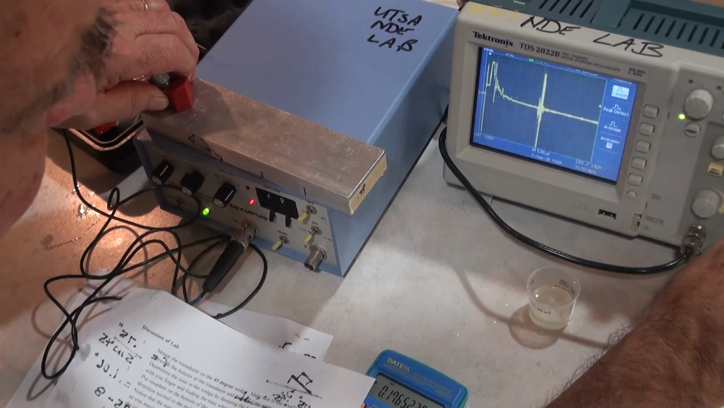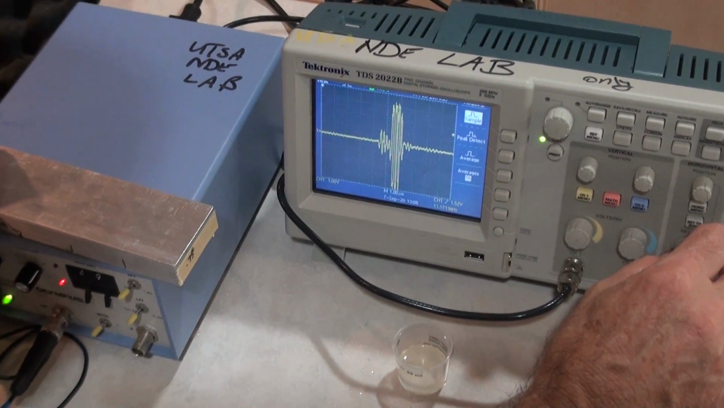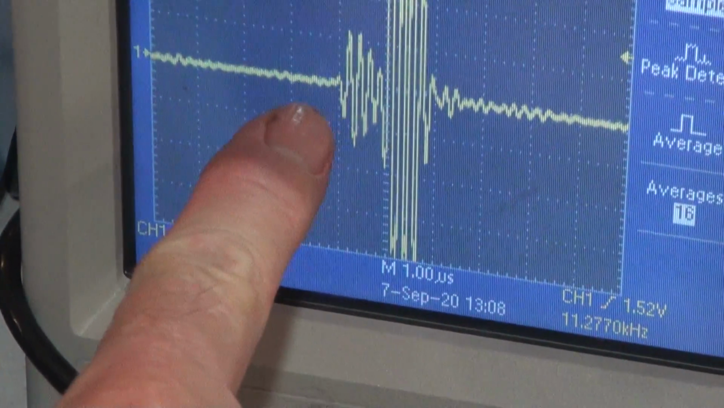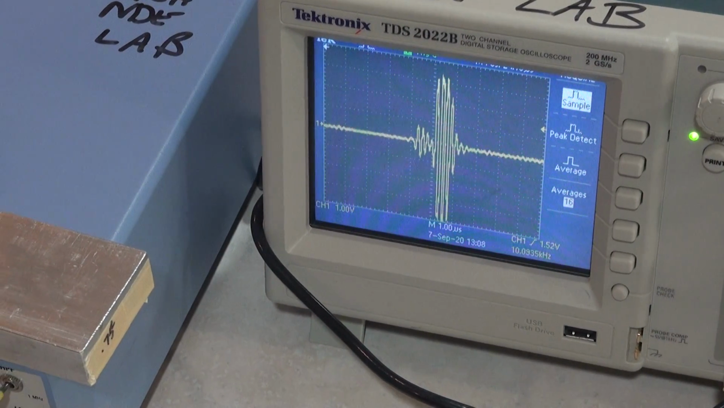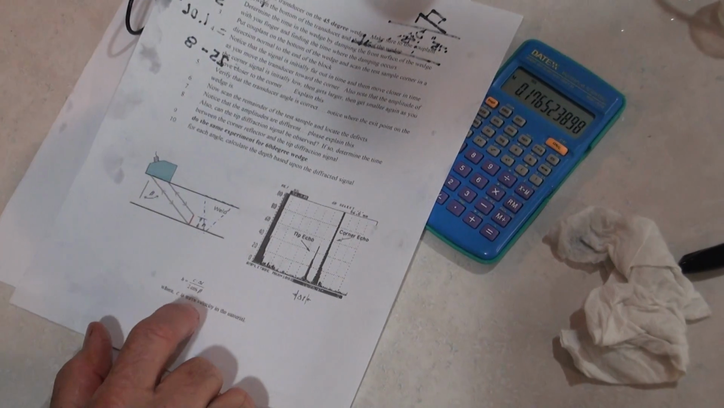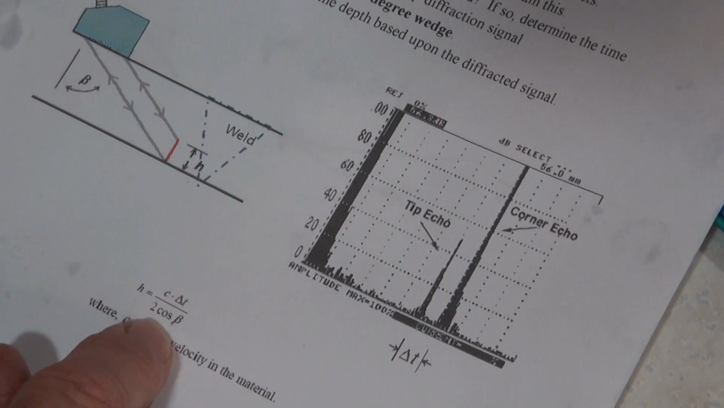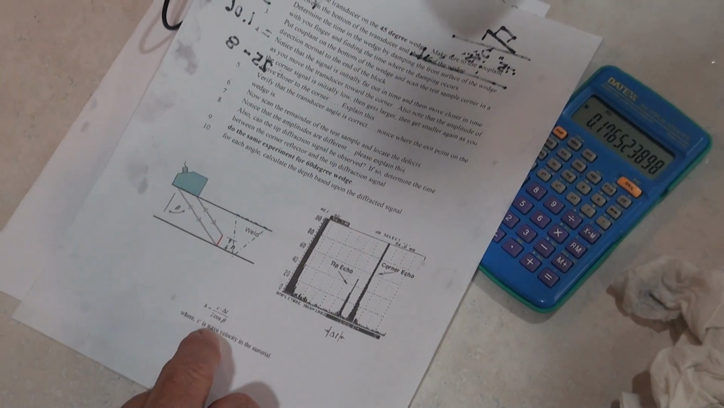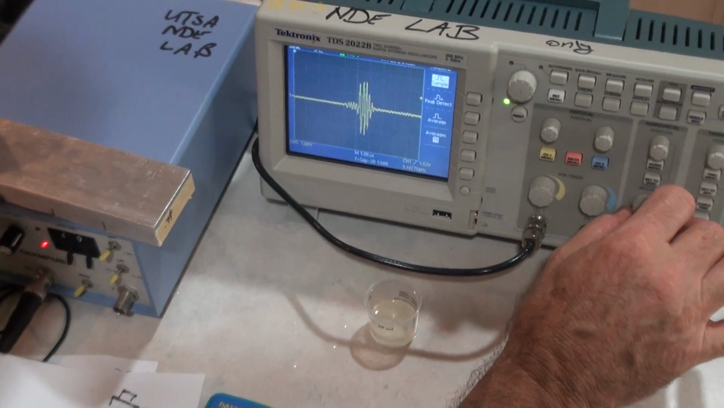I'm going to switch timing again. If I go to 1 microsecond and put that right there, you'll notice this signal is only 1 microsecond separated from the main back wall. If I use this equation again with 1 microsecond, you should get closer to about a tenth of an inch deep, which is what I think that defect is, 0.125 inch deep.